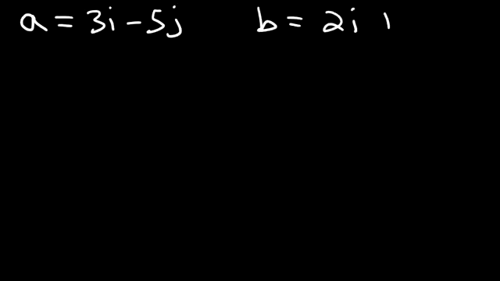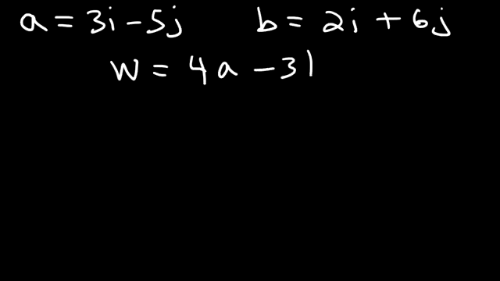Now let's say that vector A is 3i minus 5j, and vector B is 2i plus 6j. And let's define vector W as being 4A minus 3B. Go ahead and find vector W using the standard unit vectors. So go ahead and perform the vector operations.